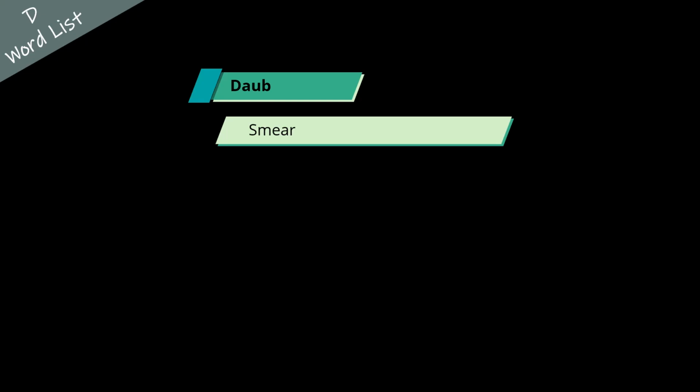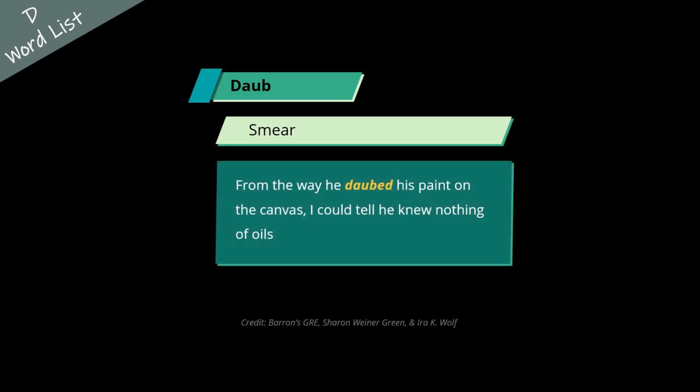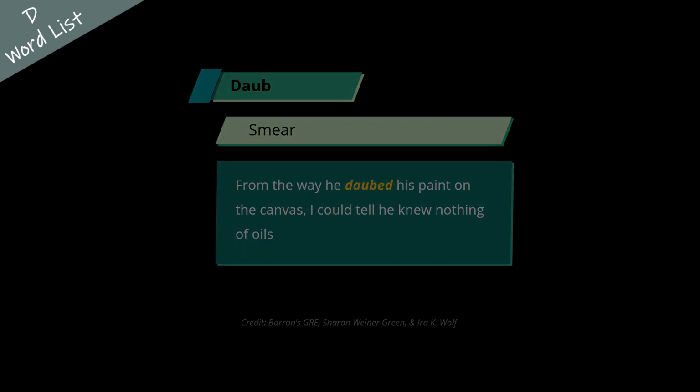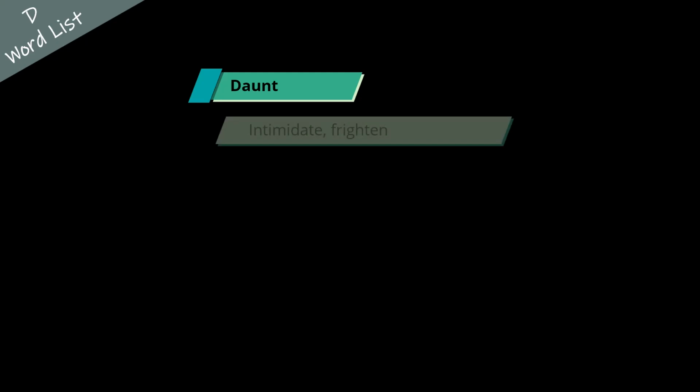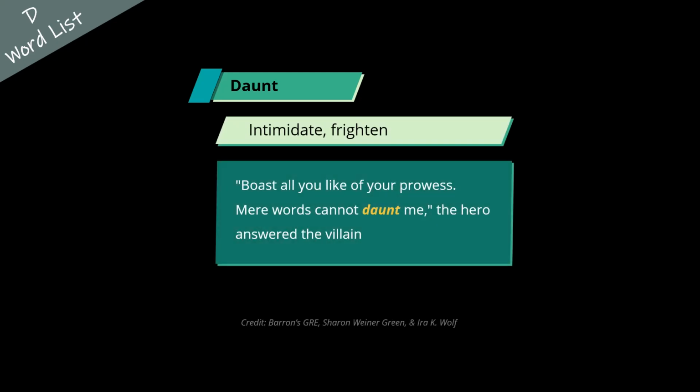Daub means smear. For example, from the way he daubed his paint on the canvas, I could tell he knew nothing of oils. Daunt means intimidate, frighten. For example, "Boast all you like of your prowess. Mere words cannot daunt me," the hero answered the villain.